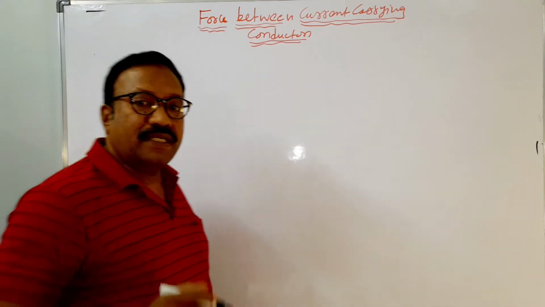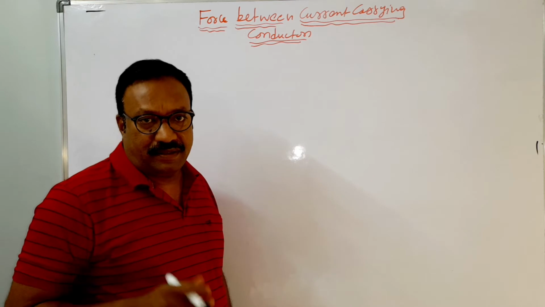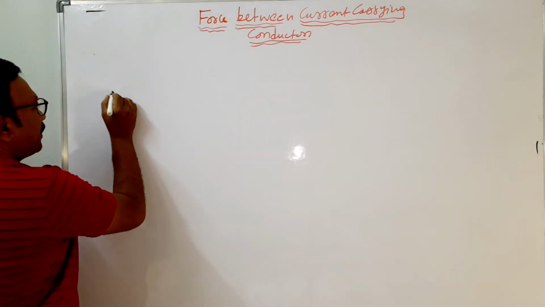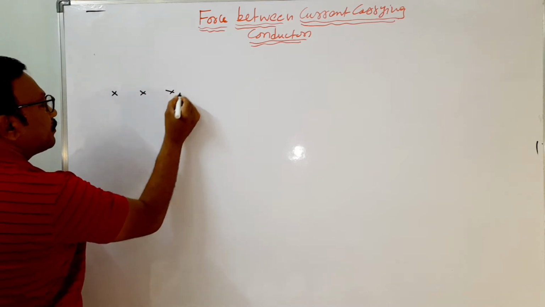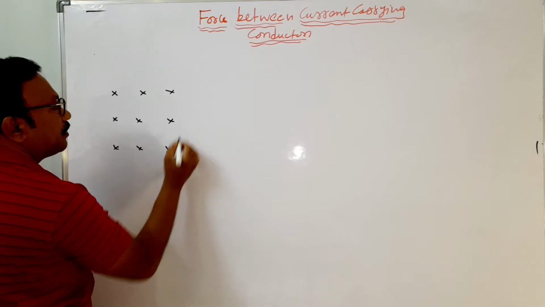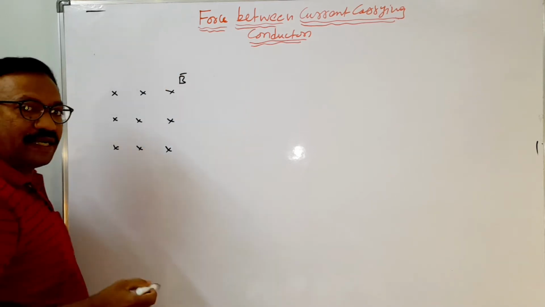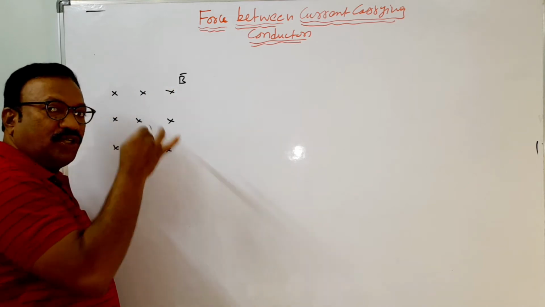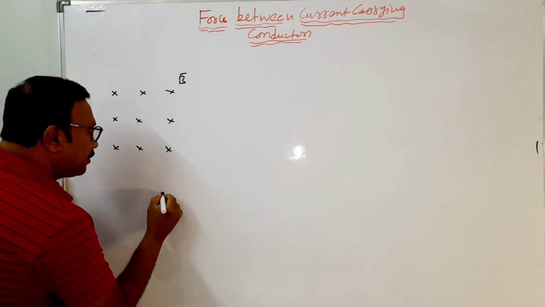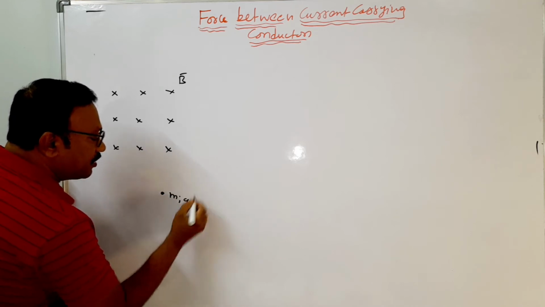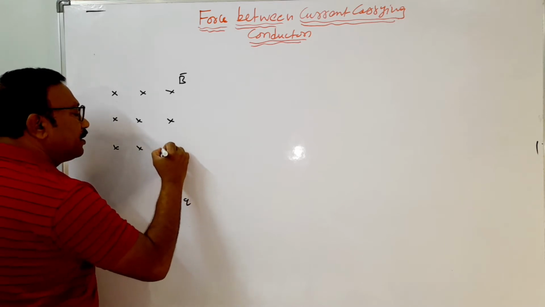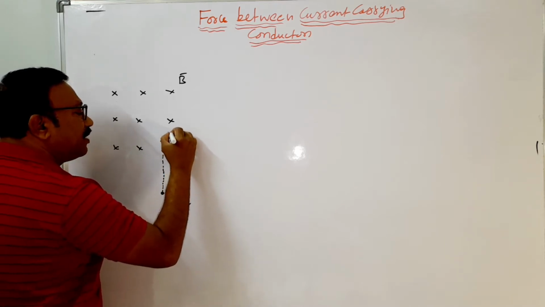When a charged particle enters a magnetic field, the charged particle experiences a force. So let me take a magnetic field like this. Here a magnetic field B bar exists, directed into the board. Now there is a charged particle whose mass is m and charge is q. It is entering the magnetic field with velocity v.